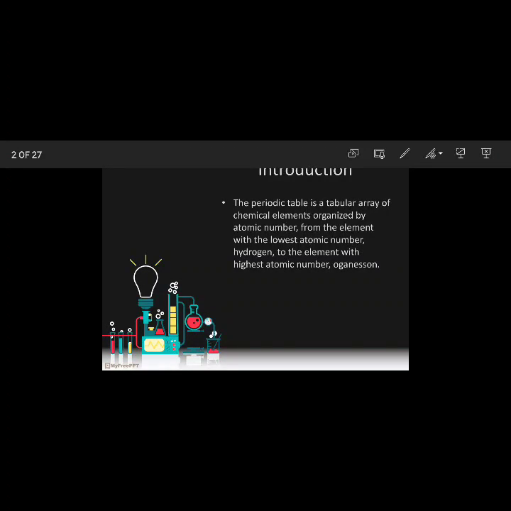A periodic table is a table of the chemical elements arranged in order of increasing atomic number, usually in rows, so that elements with similar atomic structure and hence similar chemical properties appear in vertical columns.